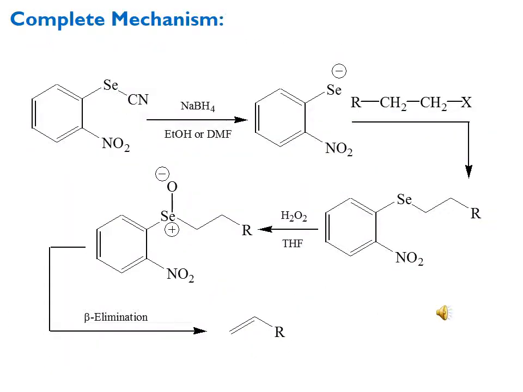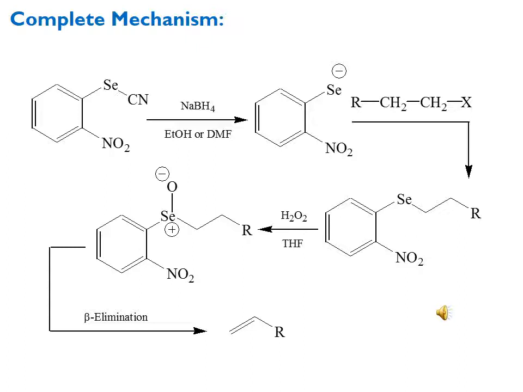Here is the overall mechanism of this reaction. The first step is about the reaction of selenocyanate with sodium borohydride as a reducing agent in ethanol or DMF. DMF means dimethyl formamide, and this reaction produces the selenide anion. This selenide anion then alkylates to produce selenides, which are simply divalent selenium compounds with two carbons. And then this selenide is oxidized in tetrahydrofuran to form selenoxide.